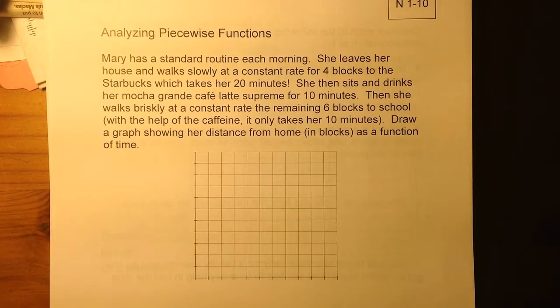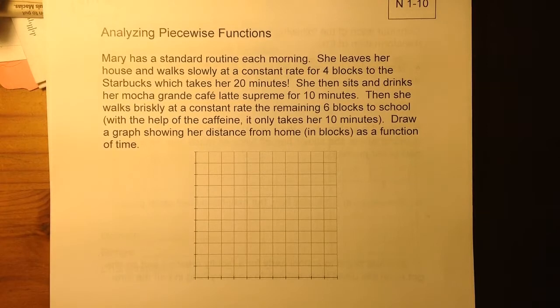Mary has a standard routine each morning. She leaves her house and walks slowly at a constant rate for 4 blocks to the Starbucks, which takes her 20 minutes. She then sits and drinks her Mocha Grand Cafe Latte Supreme for 10 minutes. Then she walks briskly at a constant rate the remaining 6 blocks to school with the help of the caffeine. It only takes her 10 minutes. Draw a graph showing her distance from home in blocks as a function of time.